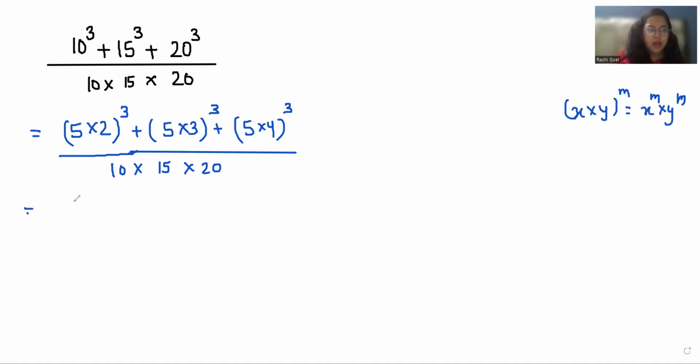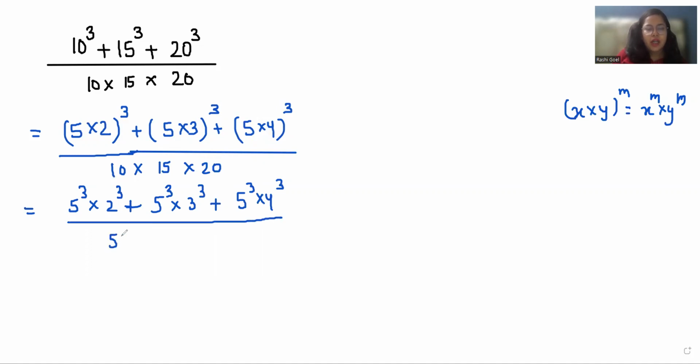So it becomes 5³ times 2³ plus 5³ times 3³ plus 5³ times 4³. Similarly, in the denominator, 10 we can write as 5 times 2, 15 as 5 times 3, and 20 as 5 times 4.